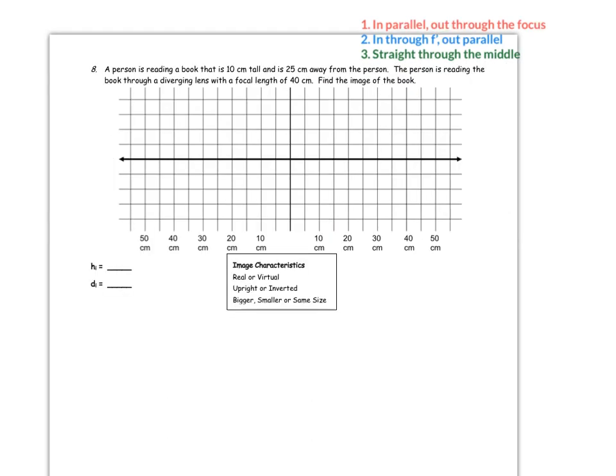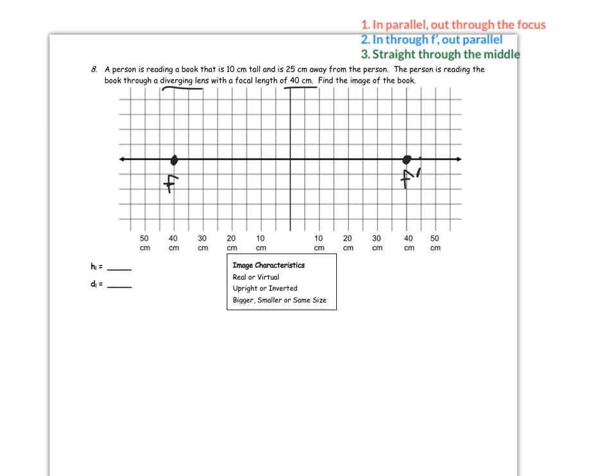Moving on to the next problem here, we're looking now at a diverging lens with a focal length of 40 centimeters. So we keep in mind that with that diverging, F is going to be over here on the left-hand side, and F prime is going to be over here on the right-hand side. Again, I always do this assuming that the light is going from left to right. We can go ahead and set up our object here. So our object is 25 centimeters away.